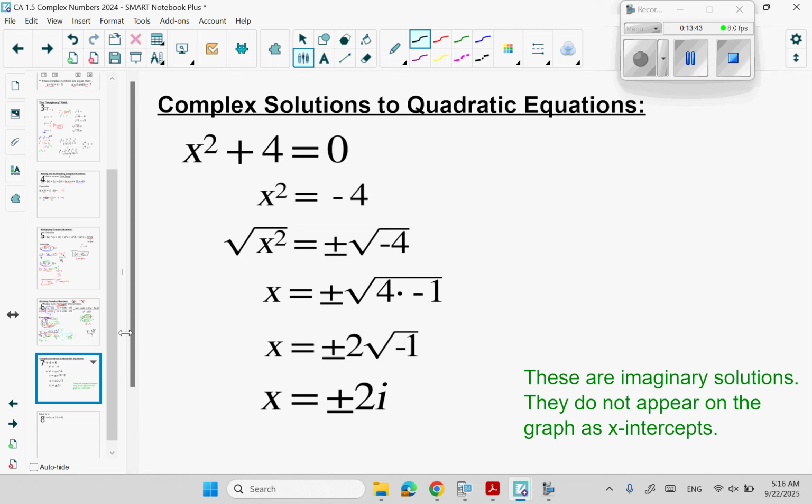And here's just a walkthrough example of that first problem I did on the first slide, explaining how we went about doing that business. And as I said, imaginary solutions do not appear as x-intercepts.